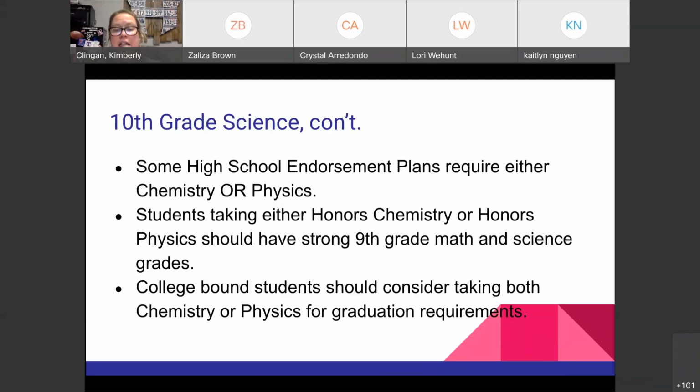If a student is taking honors chemistry or honors physics, again, same thing. It's important to have strong math and science grades. If students have C's in their math and science classes, we're going to recommend IPC as the class. A's and B's, we're going to be looking at either chemistry or honors chemistry.